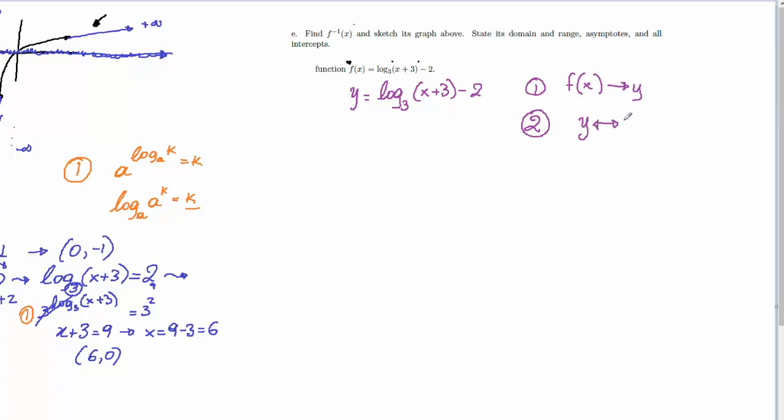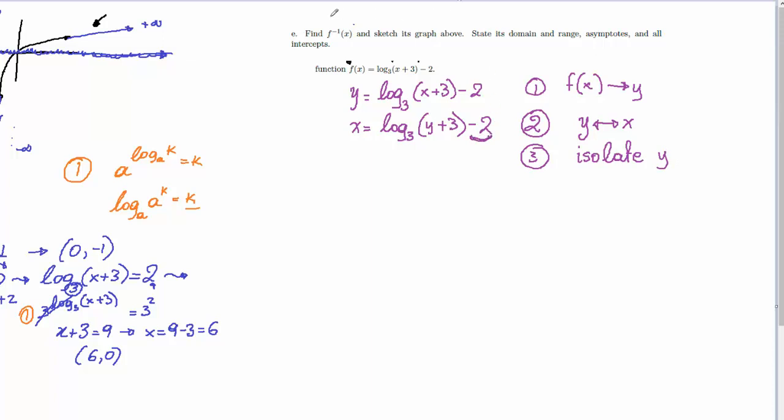So these need to change places. And I have now x equals log with base 3 of (y plus 3) minus 2. I change the x with the y and the y with the x. The third step is that I want to isolate the y. And in order to do that, I have to take several steps. The first step that I have to take is get rid of the negative 2 from here.